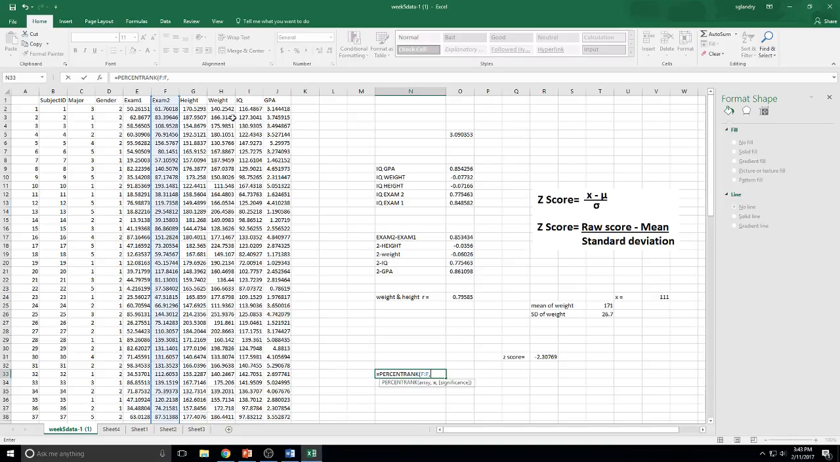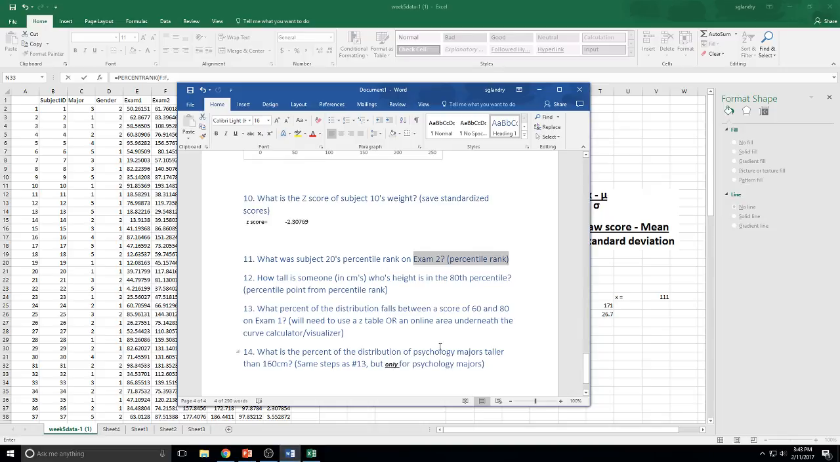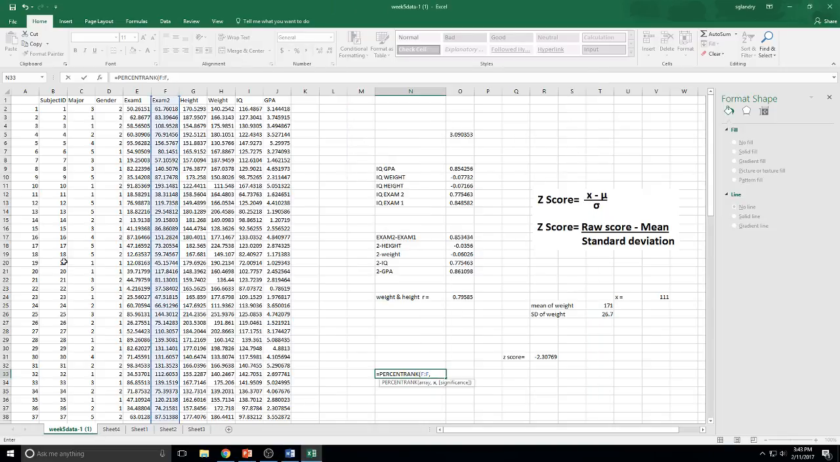And then I'm guessing it's asking for our x. And what is our x? We are looking at subject 20, rank on exam 2. Subject 20, boom. Can I close it? Boom. That rank equals 73%. Excel's pretty great, guys.